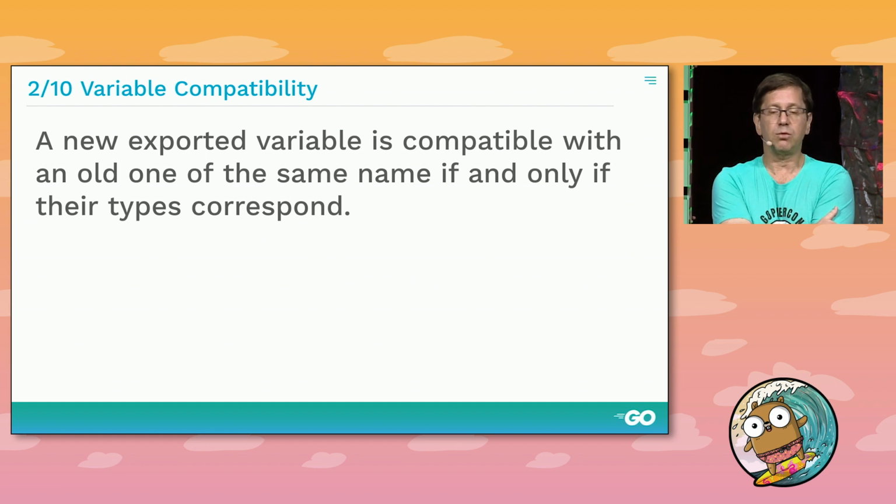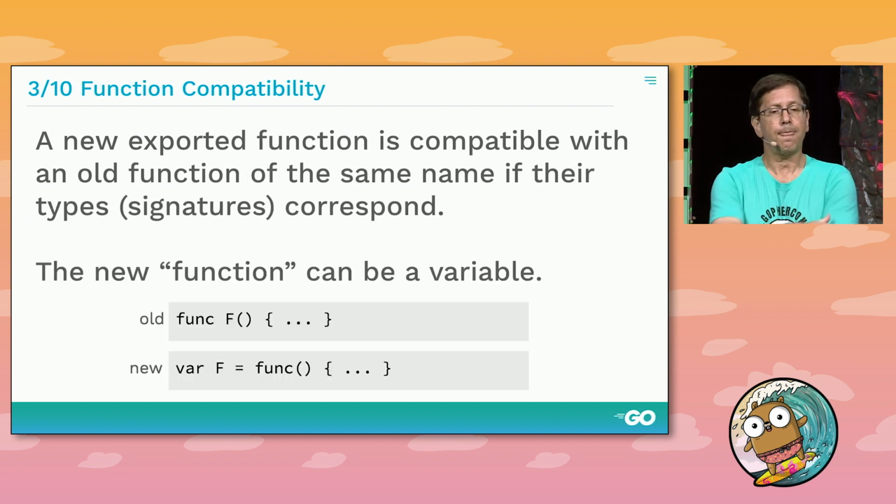Now let's move to functions, which are a little more interesting. Here's the rule for functions. It's almost as simple as variables, except for one extra bit of wiggle room. You can backwards compatibly change a function into a variable with the same name and type. You can't go in the other direction, though. You can't change a variable to a function because someone may have assigned to the variable, and you can't assign to a function.